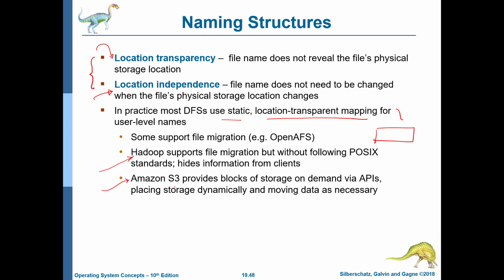What Amazon S3 does, which is also a distributed file system, is that it provides blocks of storage using an API based system, which are internally stored dynamically across a set of sites, and data is moved as is considered necessary.